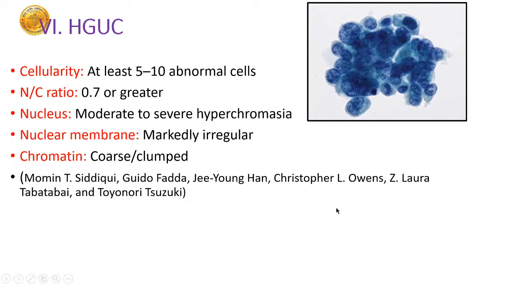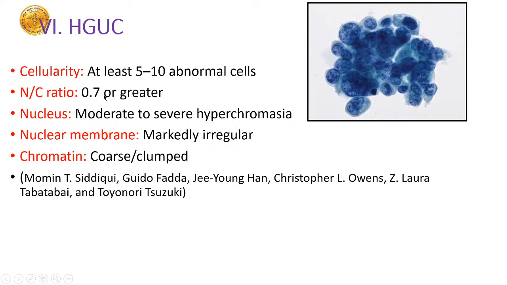So we usually do this by eyeballing. We are not measuring the nuclear diameter. We come to the most important category of Paris classification, which is the AGUC. That is the high-grade urothelial cancer. Cellularity, I've already told you, at least 5 to 10 abnormal cells. Anybody will testify that these are really abnormal looking. The NC ratio needs to be more than 0.7.